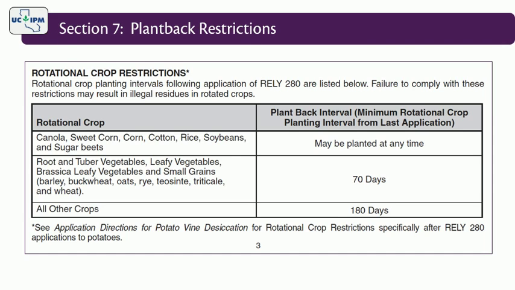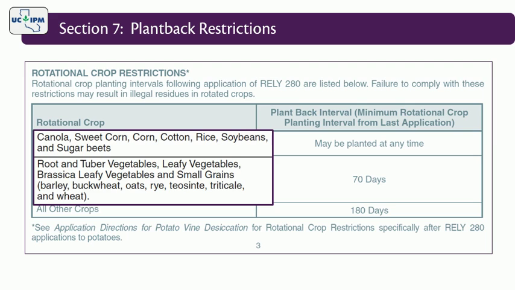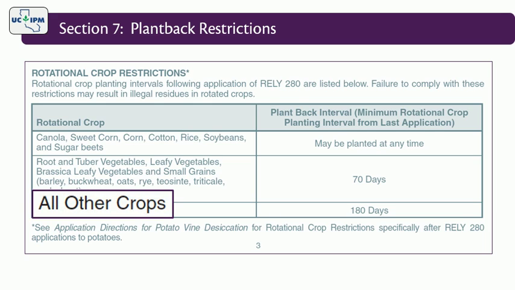On a pesticide label, plantback restrictions may be crop-specific. They can also include crops not listed, but rather referred to as all other crops. Let's look at two hypothetical situations when applicators have to be very cautious about the plantback restrictions.